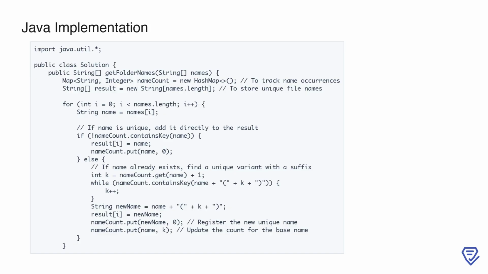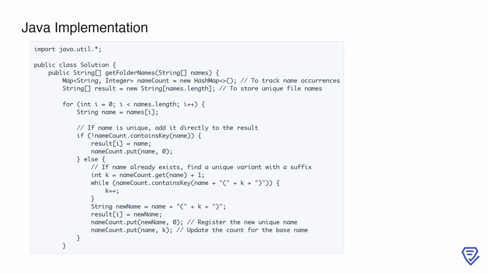Here, we begin by importing the necessary utilities and defining our solution class. Inside it, we have the method getFolderNames, which takes an array of strings called names. This method is tasked with ensuring all file names in the input array are made unique. To accomplish this, we use a hash map called nameCount to keep track of how many times each base name has occurred. We also initialize a result array of the same length as the input, which will store the final unique file names. Now, we iterate over the input array using a for loop.